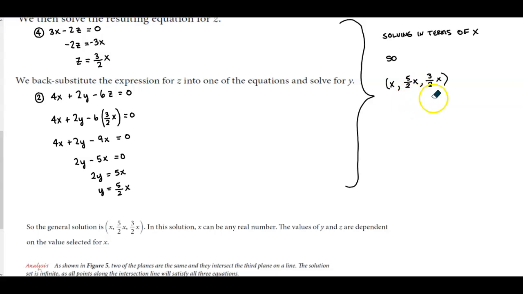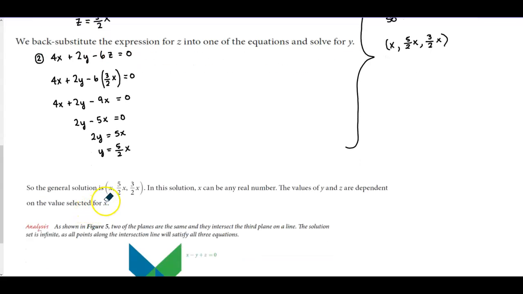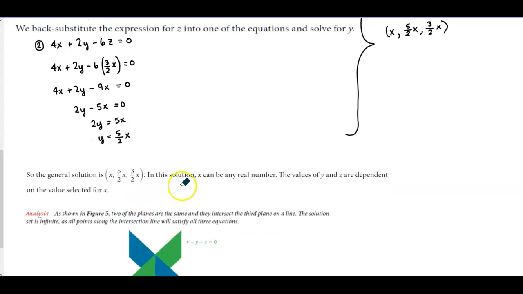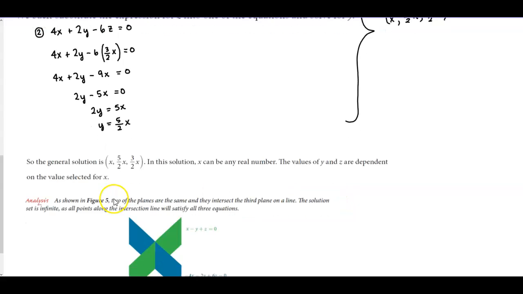Because no matter what you choose for x, it's going to give you a solution to the system. So the general solution is x, 5 over 2x, 3 over 2x. And in this solution, x can be any real number. And the values of y and z are dependent on the value selected for x.